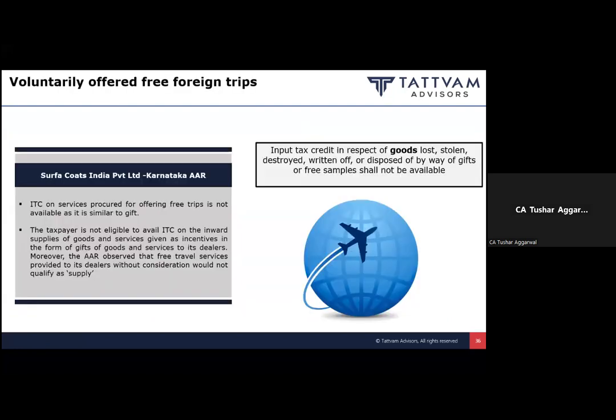My first case study: foreign trips to your distributor. You gave various foreign trips to your distributor. Your tour operator in India raised an invoice on you, charging GST. Can you avail the ITC on the tour operator invoice which you have received, for the services in respect of foreign trips which you have given to your distributors or dealers, etc.? Are you eligible to avail ITC on this tour operator invoice in respect of foreign trips which you have given free as a gift to your distributor? I want people to write.